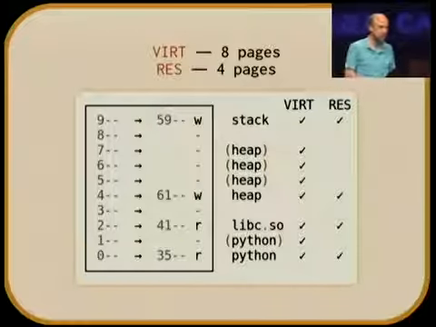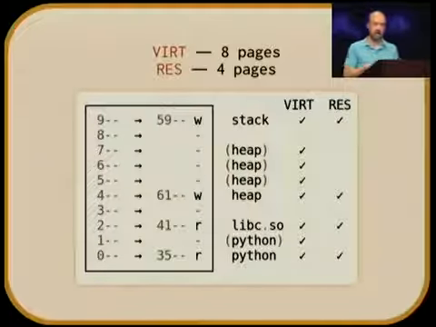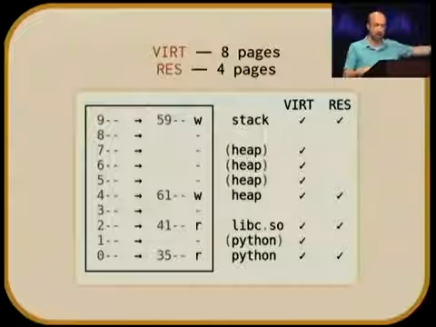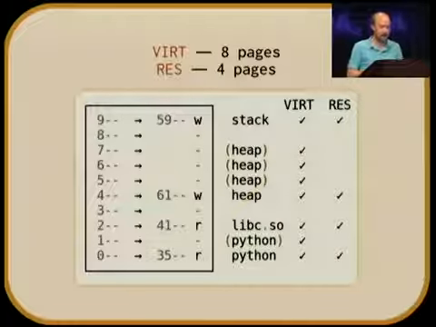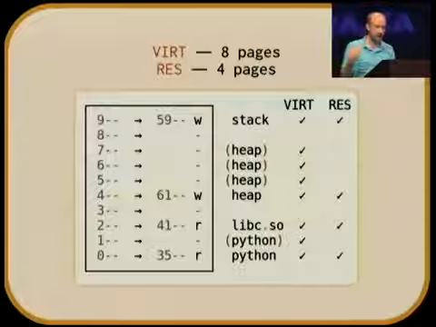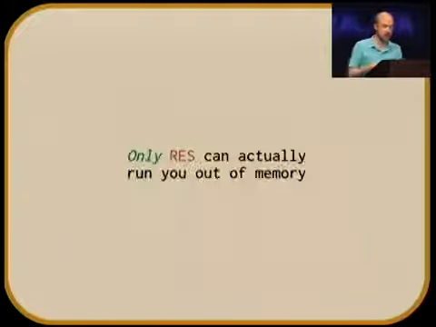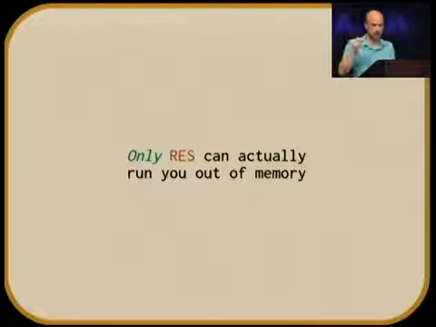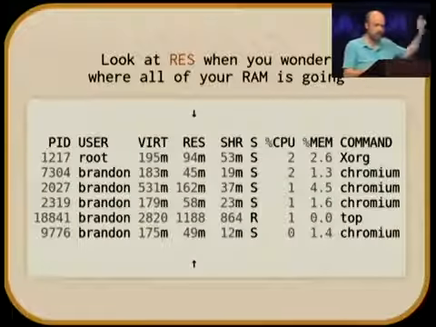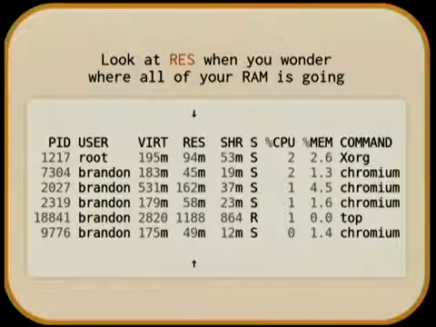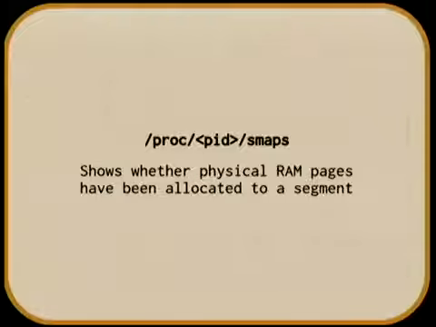So our sample little process here has a virt of 8 pages because you've asked to use the 5, 6, and 700s, but the res is only going to be the 4 pages that the OS has actually allocated for you. Thus, only res can really run you out of memory. Virt can be as big as you want because it doesn't actually consume pages of RAM. Look therefore at res when you wonder where all of your RAM is going.